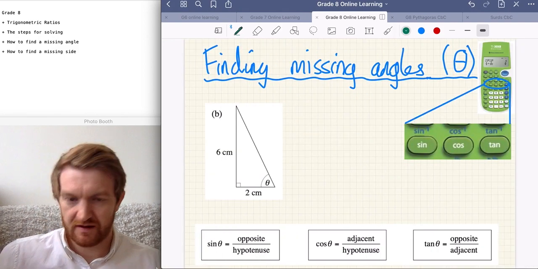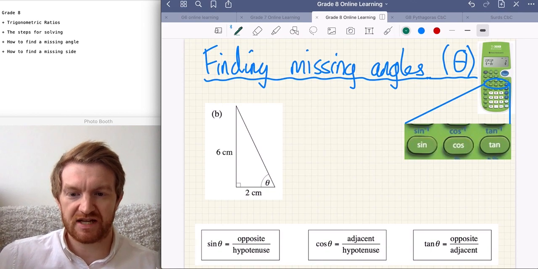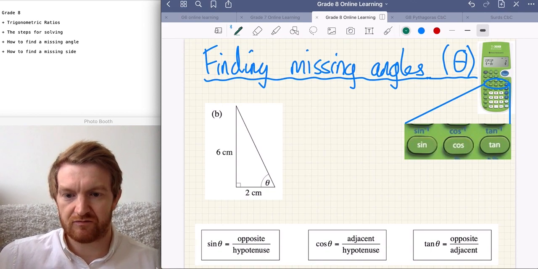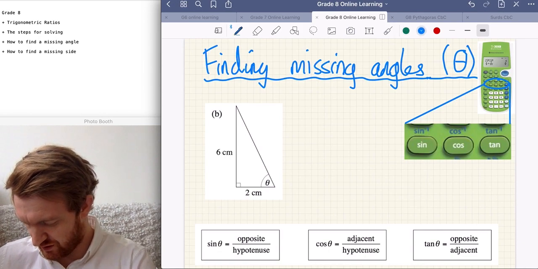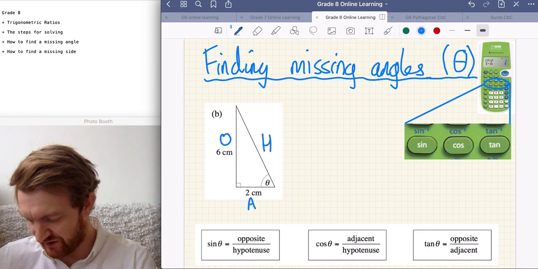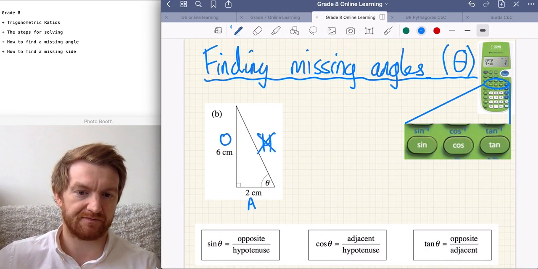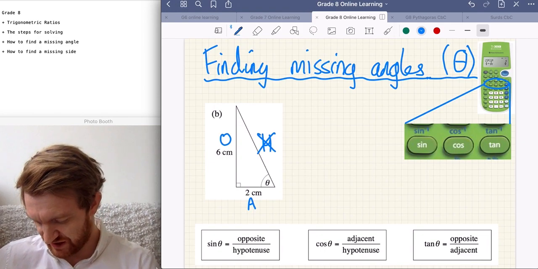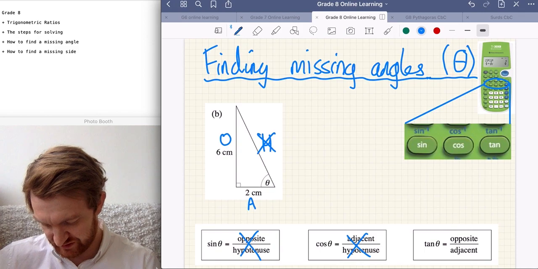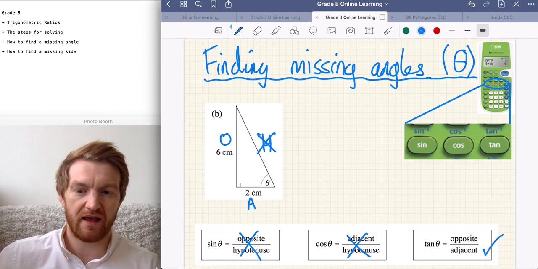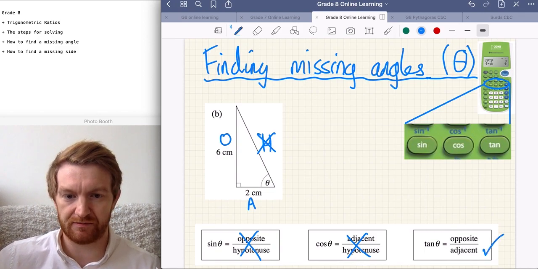So, let's imagine you're doing the next question. You've got 6, 2, theta, a right angle triangle. Step 1, let's label. We've got an opposite over here, and we've got an adjacent here. We have a hypotenuse, but we're going to ignore it. Opposite and adjacent: we look at the bottom, that's opposite and hypotenuse, that's adjacent and hypotenuse. This one has an O and an A, so we're going to use that one.